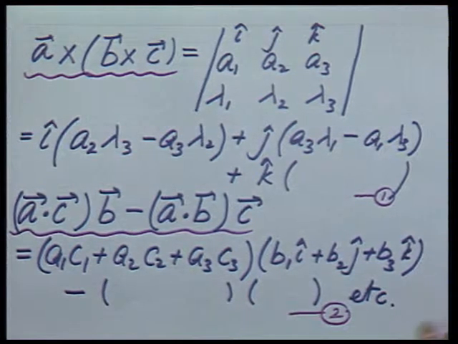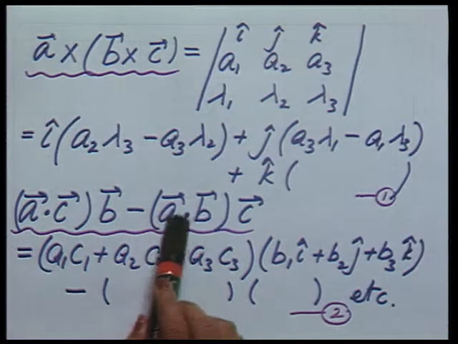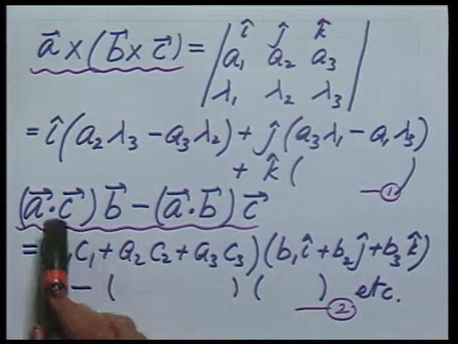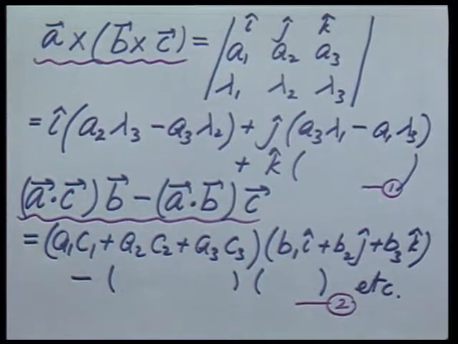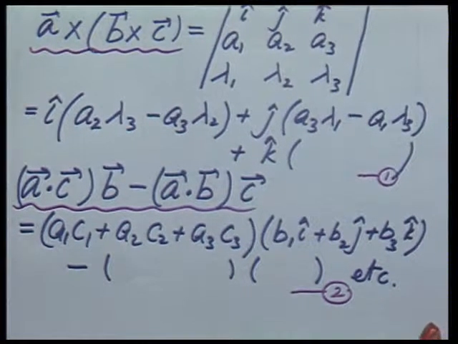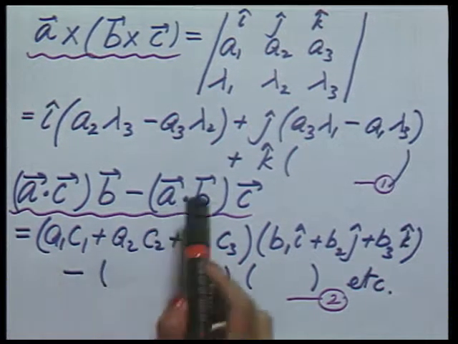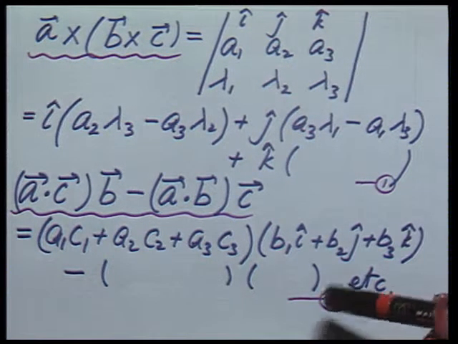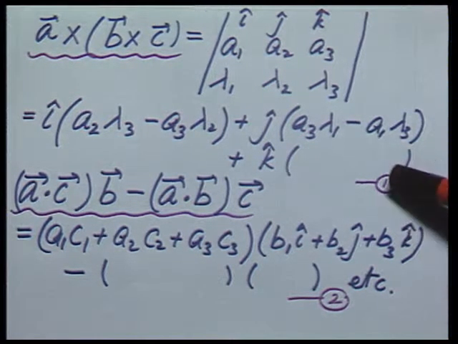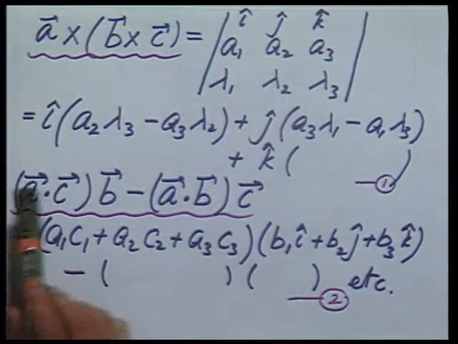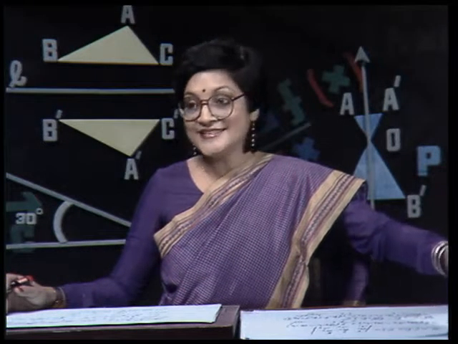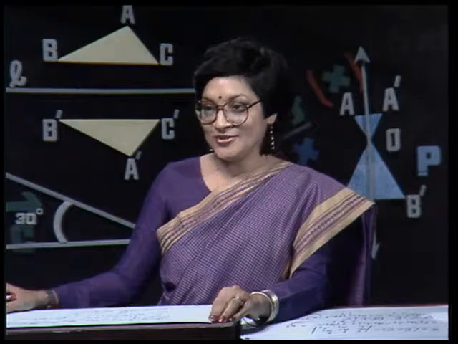And now let us calculate the right hand side of the expression, A dot C B minus A dot B C, using the component formula for dot product. That is, a1 c1 plus a2 c2 plus a3 c3 into b1 i plus b2 j plus b3 k, minus a similar expression here. Expand this, simplify it, and you will find that this, which I call 2, is identical to 1, which means that the left hand side is equal to the right hand side. And I'm sure I can leave this simple calculation to you. And that's it. We go on to the problems based on the triple product.